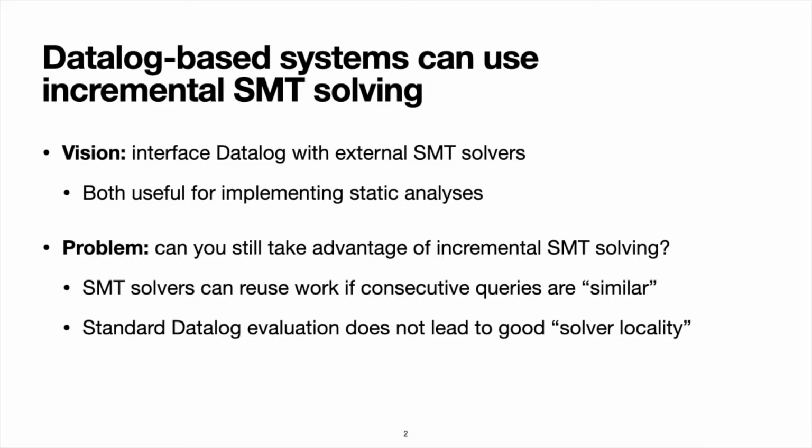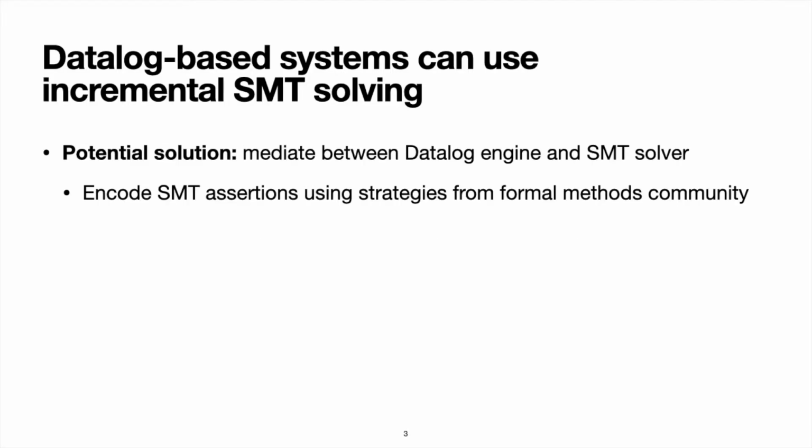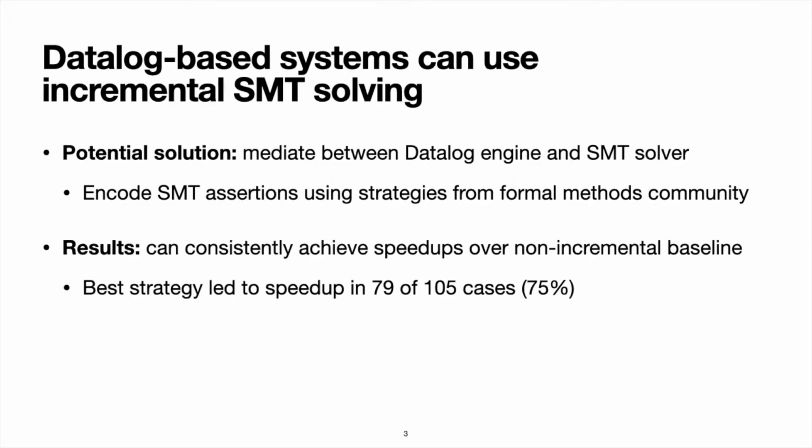This is an issue because, at least at first blush, standard Datalog evaluation does not generate SMT queries in a way that would lead to good incremental solving. To get around this challenge, we explored the potential solution of adding a layer between the Datalog engine and SMT solver that uses tricks from the formal methods community to encode SMT assertions in clever ways. And we found that this can consistently lead to speedups over the non-incremental baseline. In fact, our best strategy led to a speedup 75% of the time during our experiments.